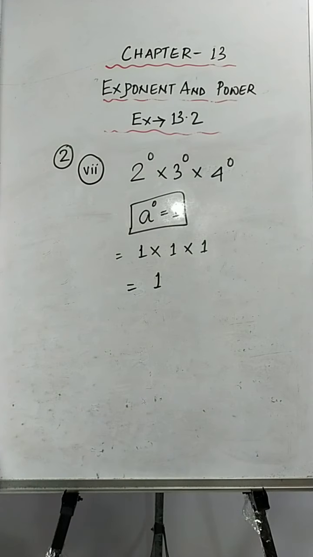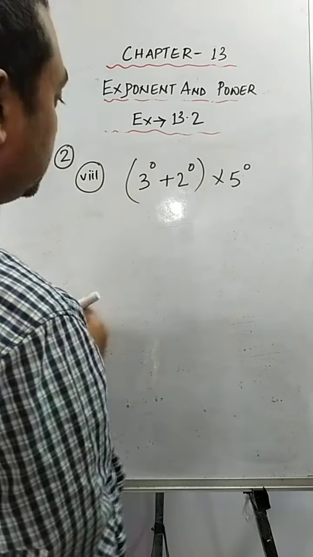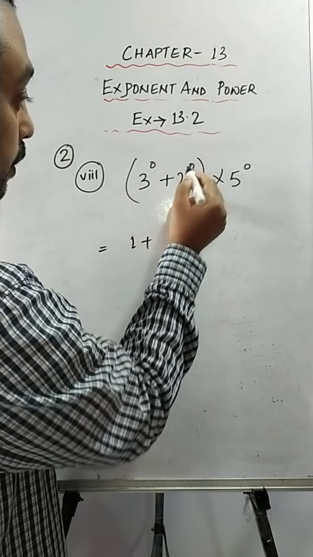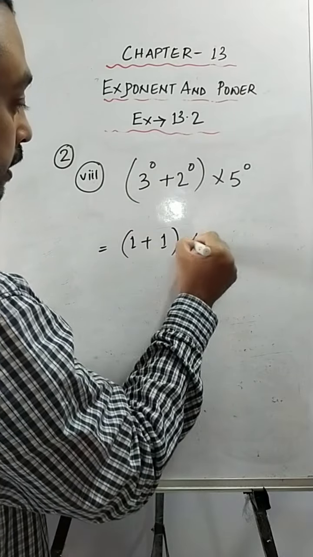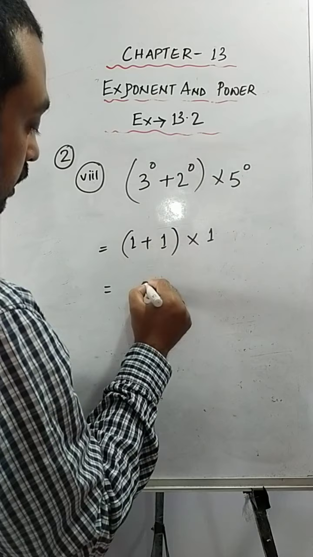Okay, now let's move on to sum number 8. Sum number 8 is also very similar, but you have to be careful with it. Now 3 to the power 0 is what? 1. 2 to the power 0 is what? 1. Put it inside the bracket. 5 to the power 0 is also 1. So 1 plus 1 is what? 2.